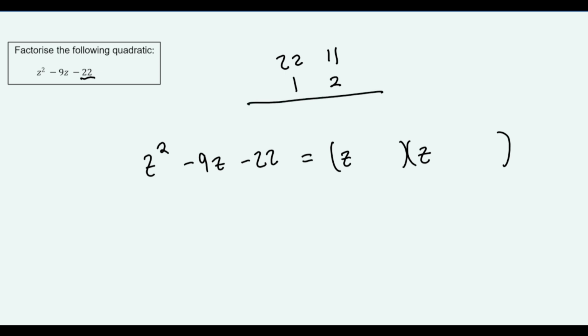Now remember, the sign there tells you you need to subtract. What's 22 minus 1? It's 21. 11 minus 2 is 9. Which digit matches the middle term? It's 11 minus 2. So I write 11 and 2.